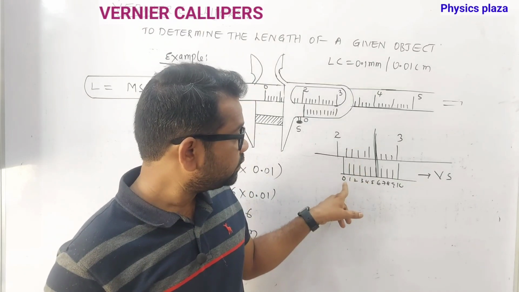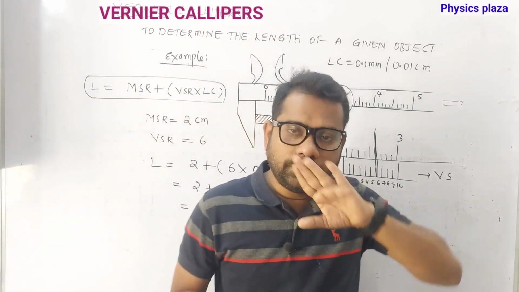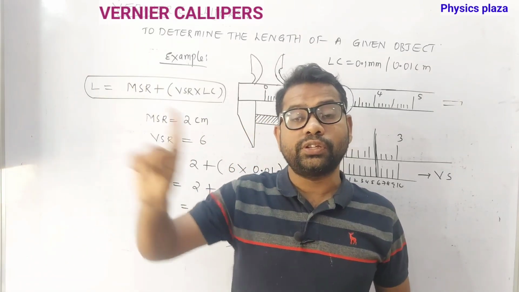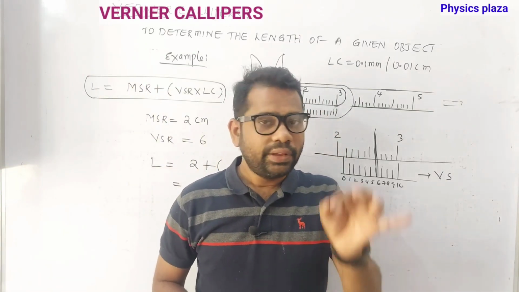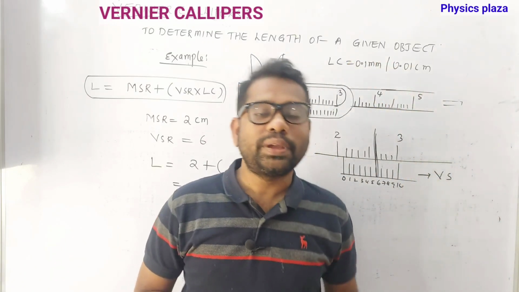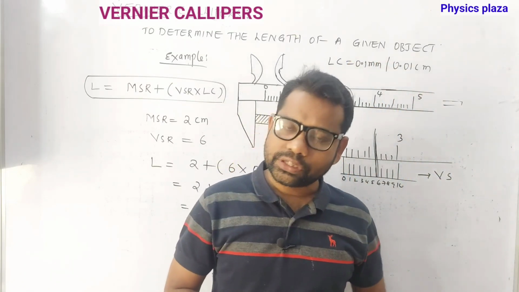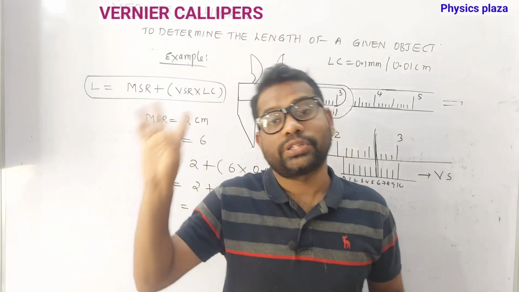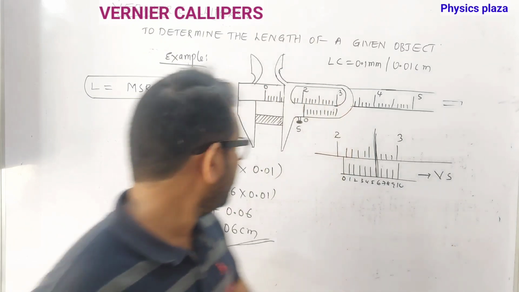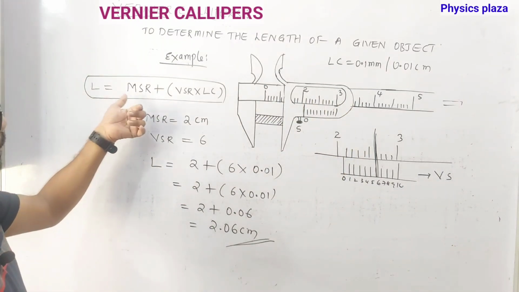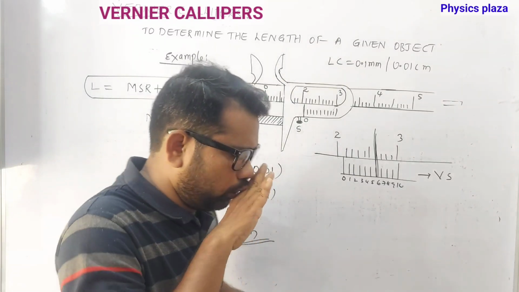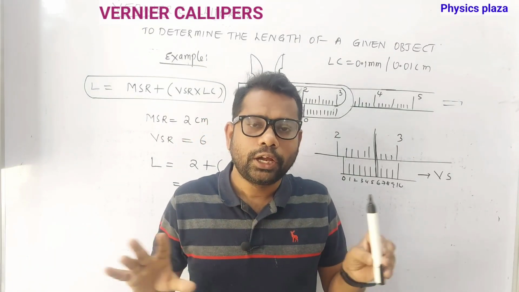If the zero reading of the Vernier scale is standing on the right side of the zero reading of the main scale, it is said to have positive zero error, and the correction is negative. If the zero reading of the Vernier scale is standing on the left side of the zero reading of the main scale, it is said to have negative zero error, and the correction is positive. And what is the formula to find the length of a given object, children? Here, length is equal to MSR plus VSR into LC. So children, these are today's topics.